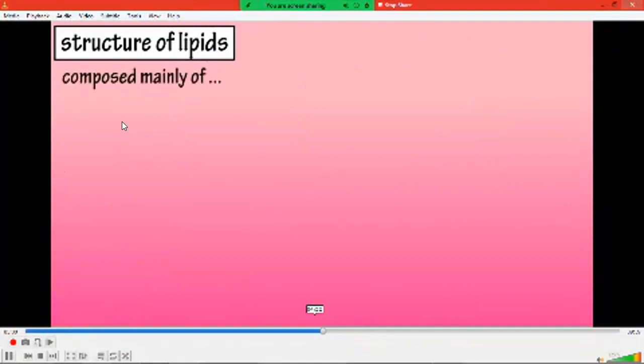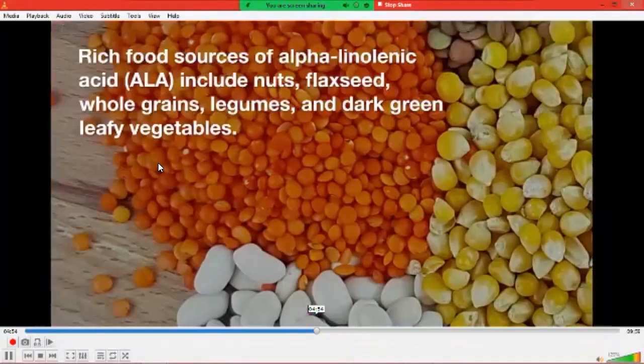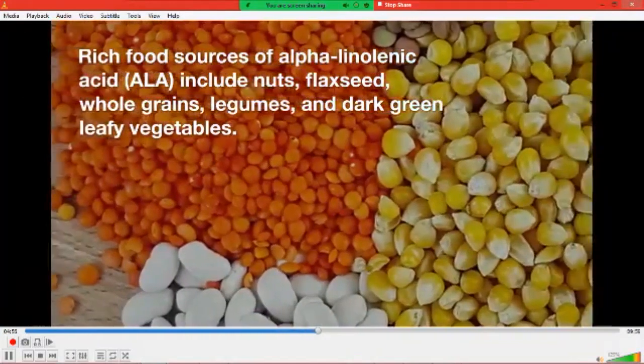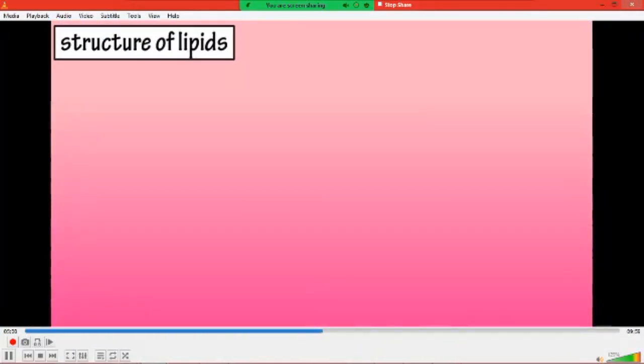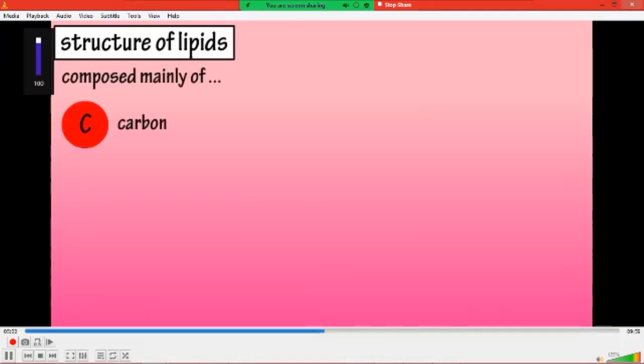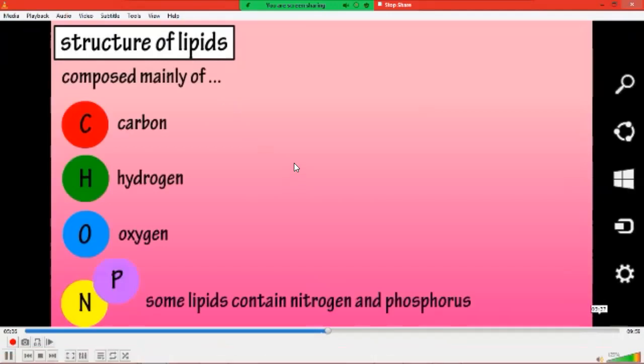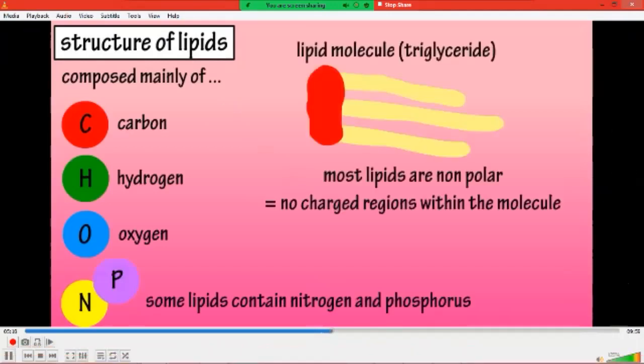Other elements are composed mainly of carbon, hydrogen, so let's just start again from the beginning. The structure of lipids. Lipids, or fats, are composed mainly of carbon, hydrogen, and oxygen. Some lipids contain other elements such as nitrogen and phosphorus, and most lipids do not dissolve in water because they are nonpolar, meaning that electrons are shared equally within the molecule. So they have no partially charged regions in the molecule.